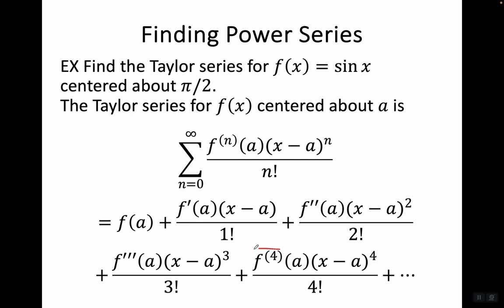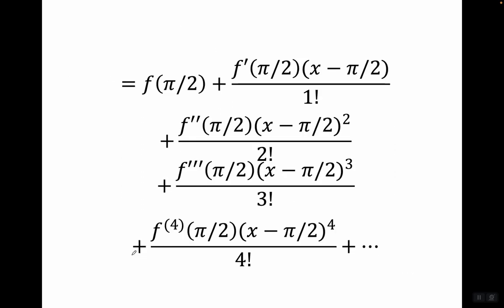This is the way we write the fourth derivative. You can't put 4 primes up there. At a certain point, you just bail and you write that in parentheses.